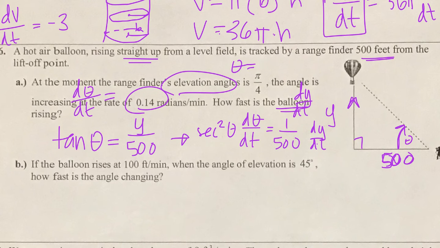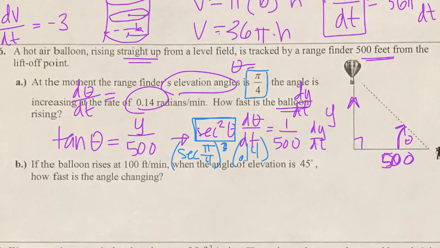Once again, we're going to use our trig to find the secant value. Do we need to know the secant? The angle is pi over 4, so this is going to be a unit circle one. So we're going to find the secant at pi over 4 and then square that value.